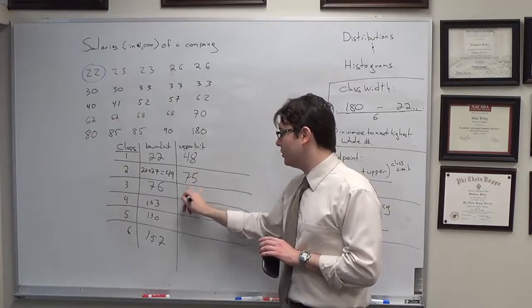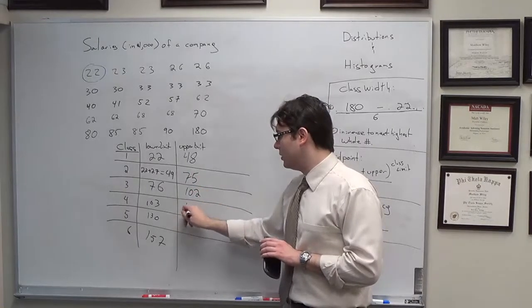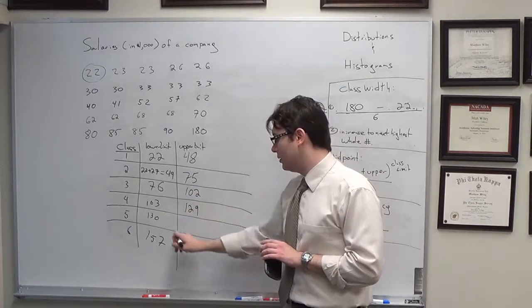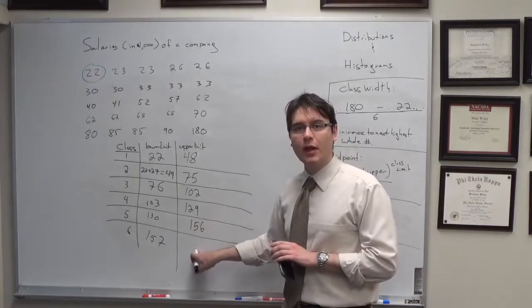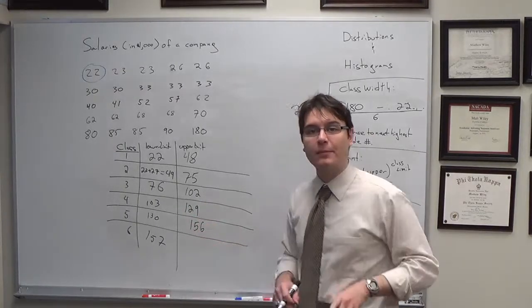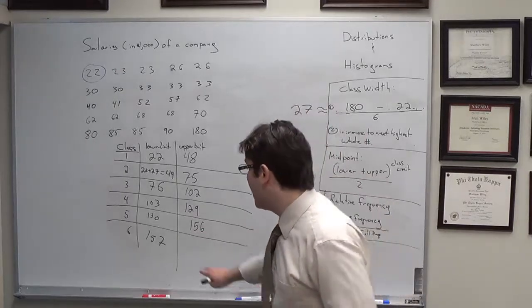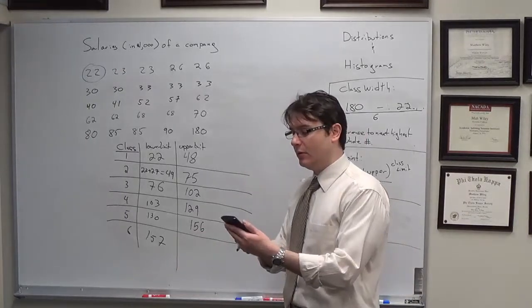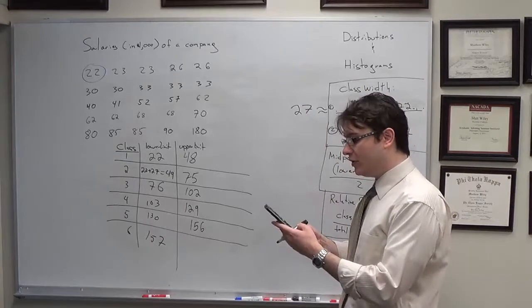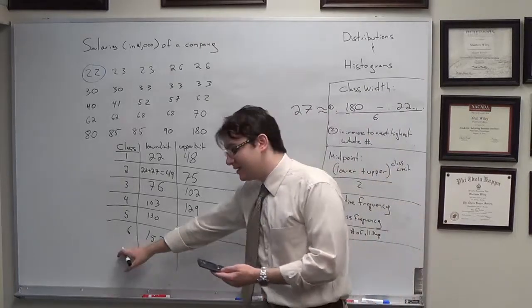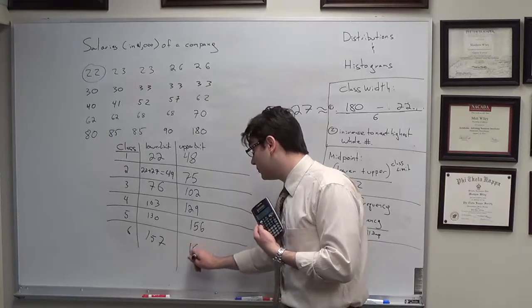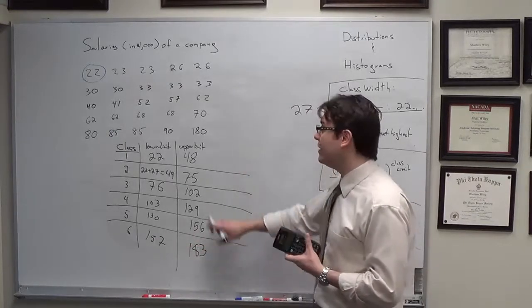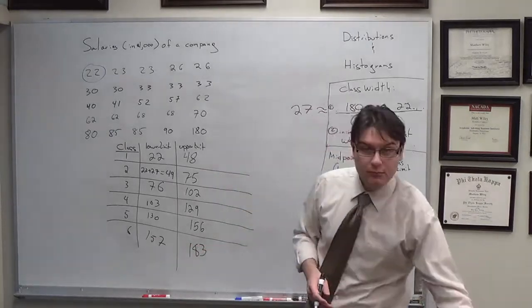75, 102, 129, 156. Uh-oh. I don't know what this one is. That's okay. We can cope. I could take 157, add 27 to it one more time. If we had a 7th class, I'd have 184. So I know 183 should be my upper limit.